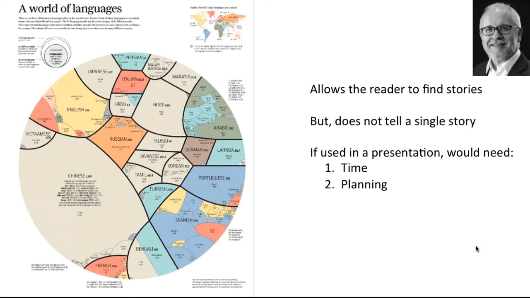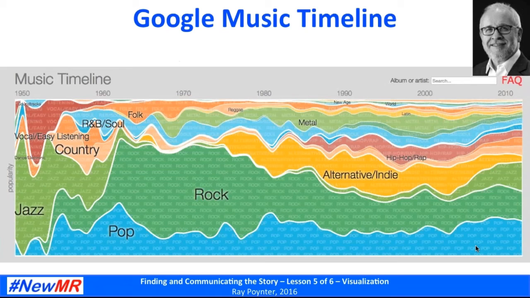As a standalone infographic on a wall, in a classroom, on the internet, it's fantastic. But it's not necessarily something we would use in a presentation, even though it's fantastic. Here's another example. Similarly, this is Google's music timeline. It's interactive. You can click on it. It can make things come alive.